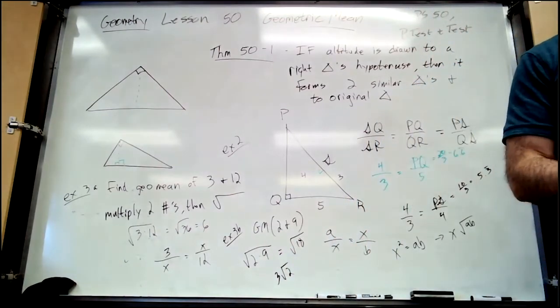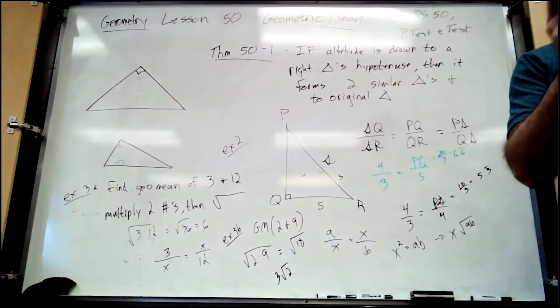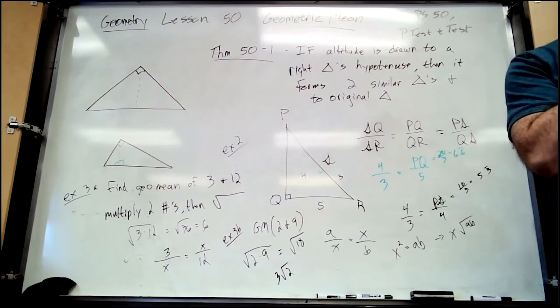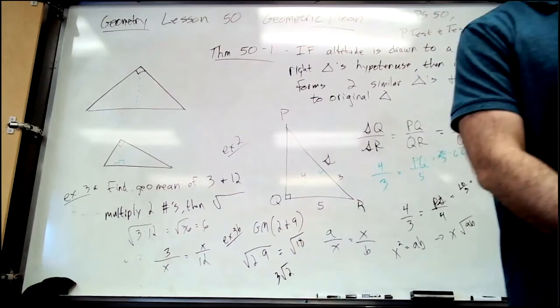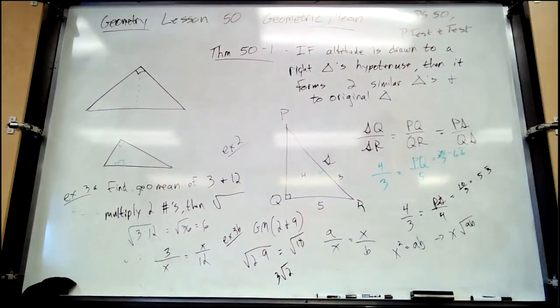Why can't you take out the 2 and 3? Well, 2 is not a perfect square, and neither is 3. But you can take this 9 out because it's a square. Okay? So it's just a square root of 6. Okay?